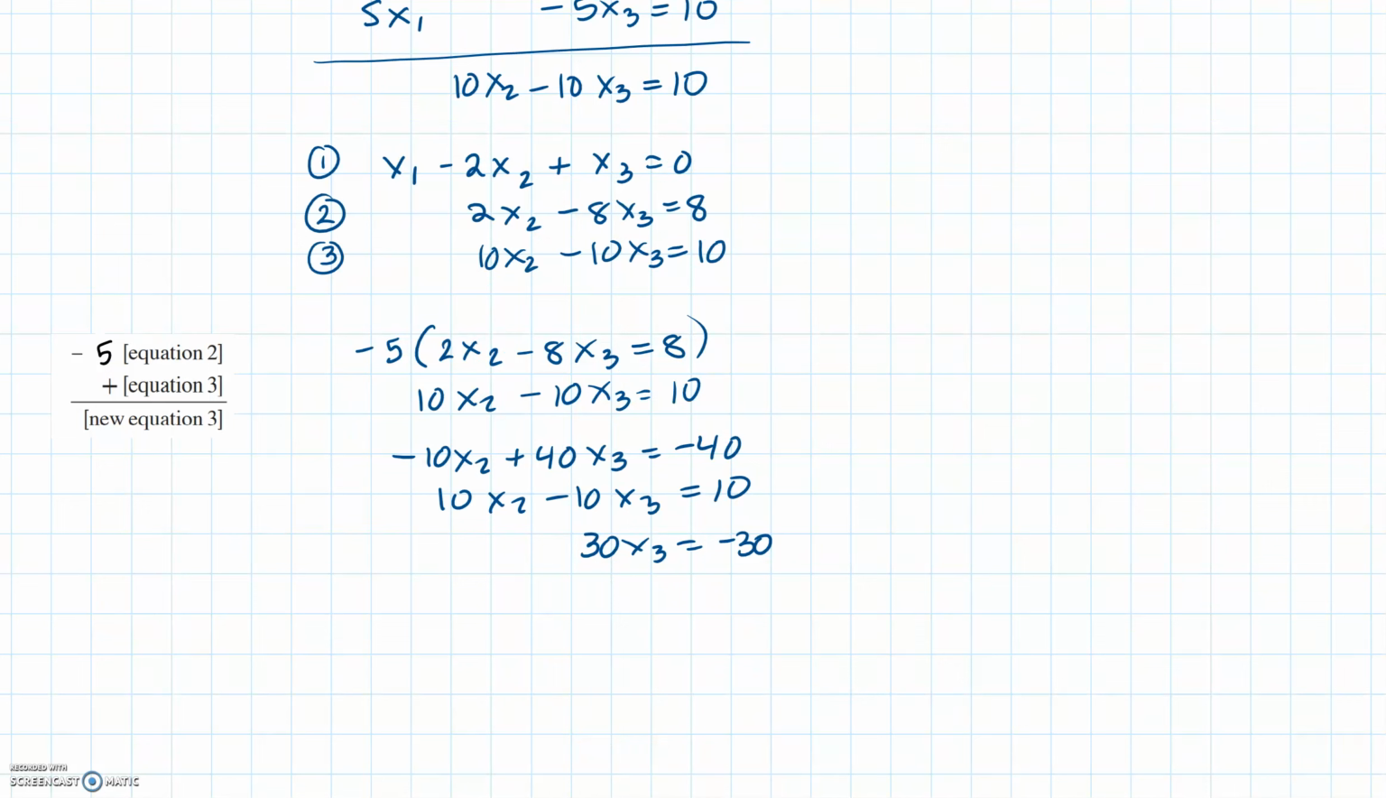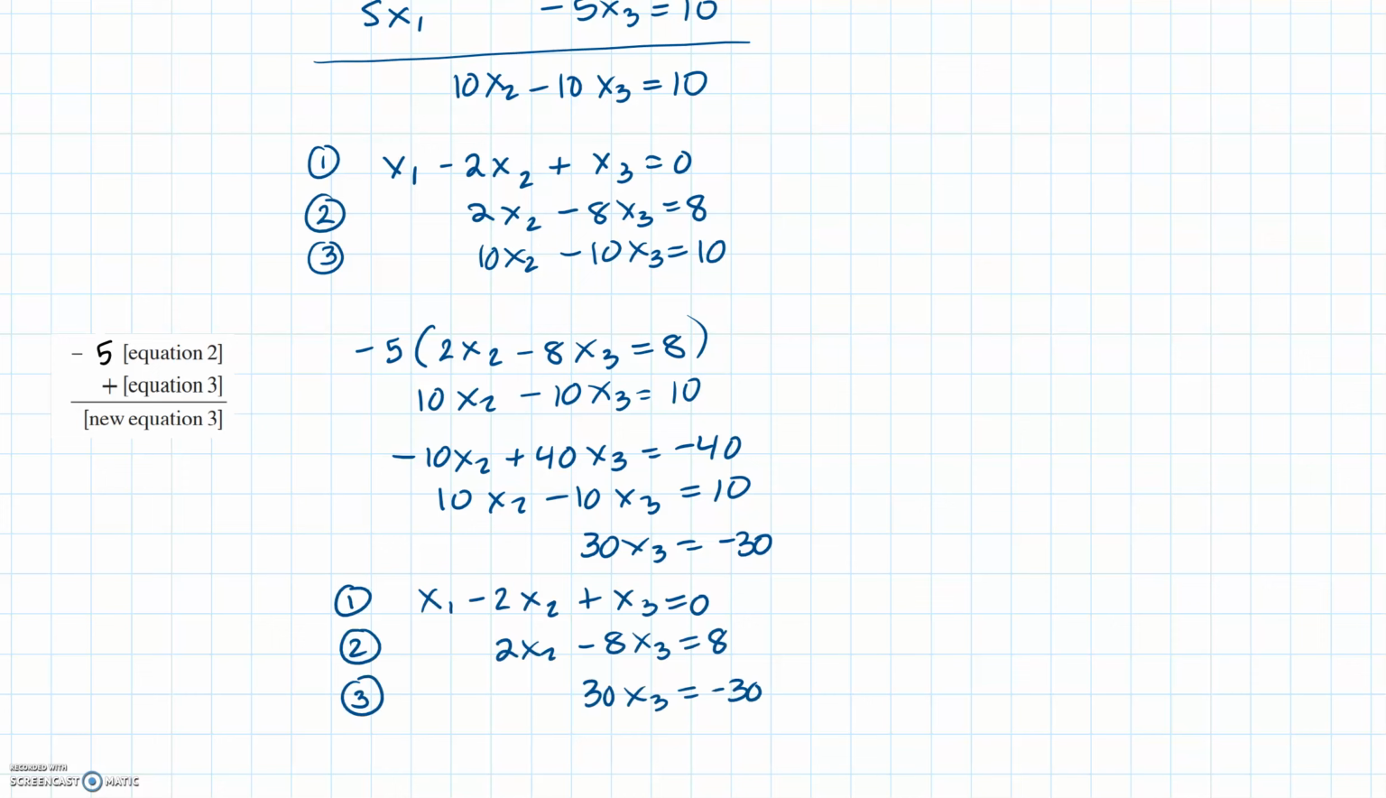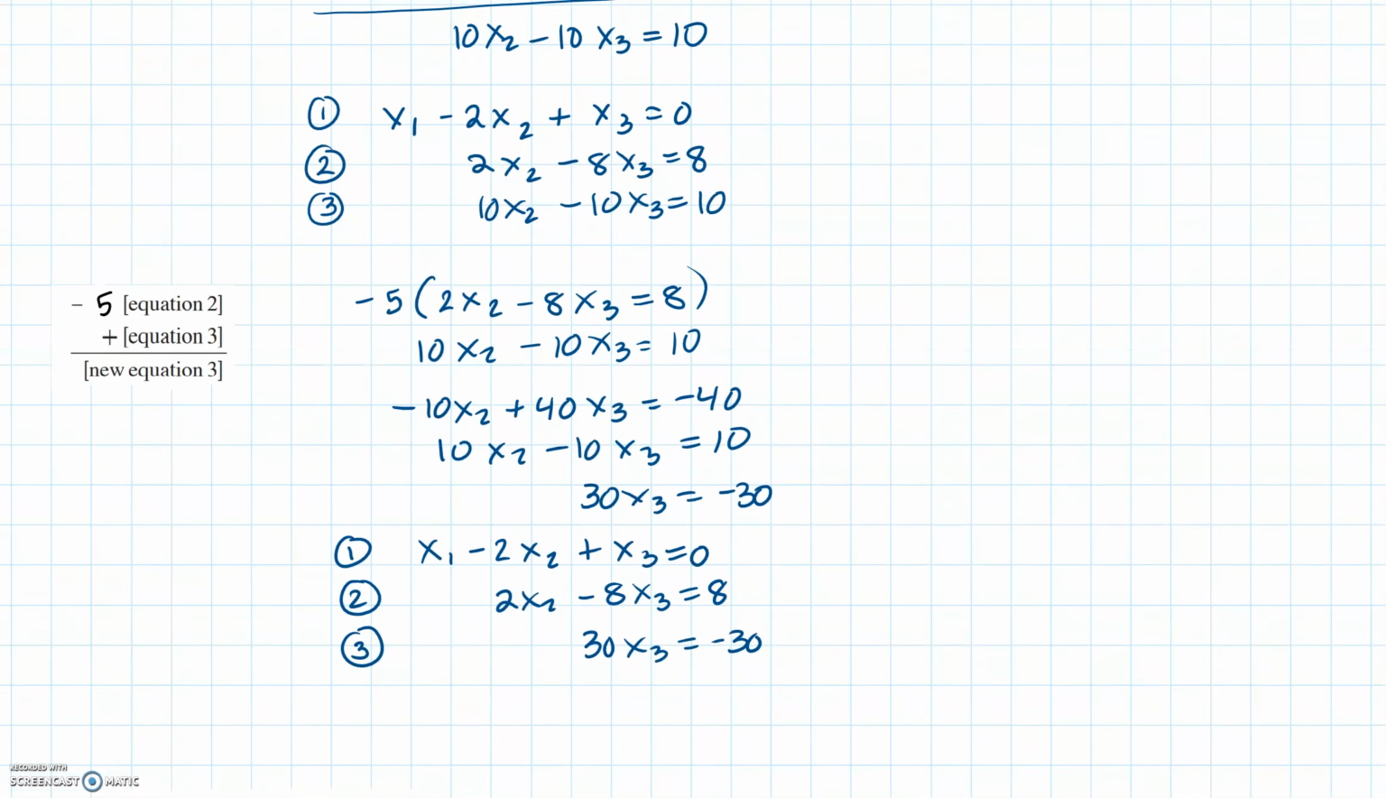But before I do that, let's go ahead and rewrite this as the new equation 3. So this new line right here replaces equation 3. And again, yes, I know we didn't need to do that, but you're going to see why in a second. I'm now going to solve for x3, and I can see that x3 equals -1. And then we can use back substitution to find the other values.